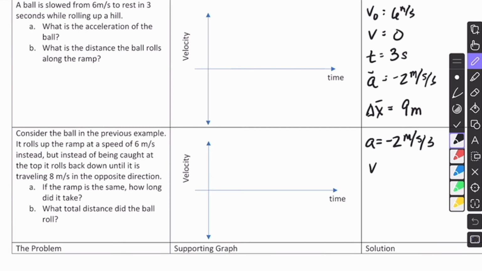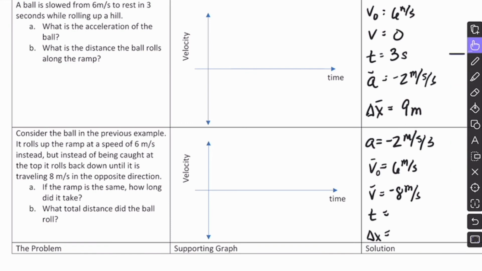We're told that the initial velocity is still 6, but now the final velocity is -8. It comes back towards you, so that means negative. We don't have the time and we don't have the displacement. This is what we're being expected to figure out.